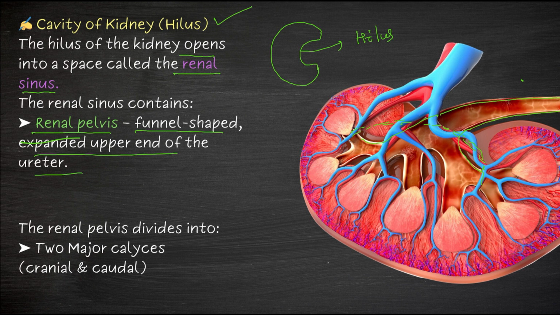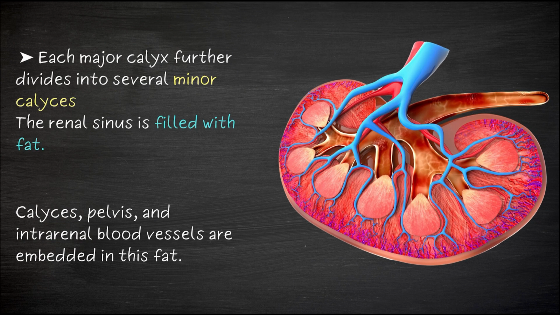The renal pelvis is divided into two major calyces, singular calyx, cranial and caudal. Again, each major calyx further divides into several minor calyces. The renal sinus is filled with fat, and the calyces, pelvis and intrarenal blood vessels are embedded in this fat.